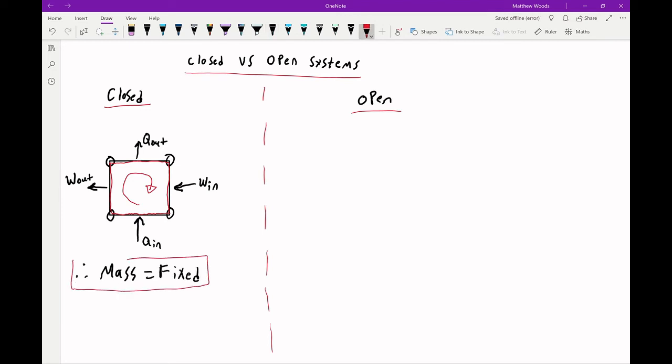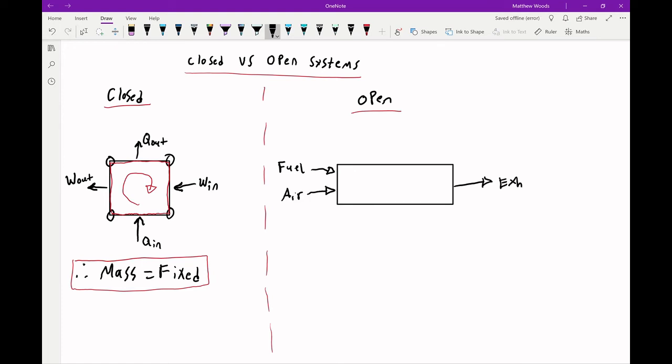Now if we look at an open system, something similar to the jet engine we saw earlier, we may have some fuel and air flow into the system, a combustion process, and then get rejected as exhaust. So you have this air and fuel that comes in new every time, gets combusted, and then is exhausted. Therefore, the mass in the system is changing and therefore not fixed.